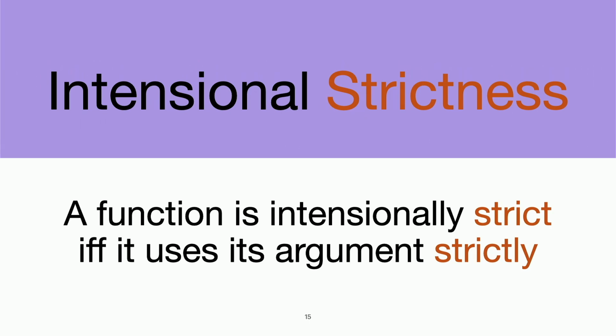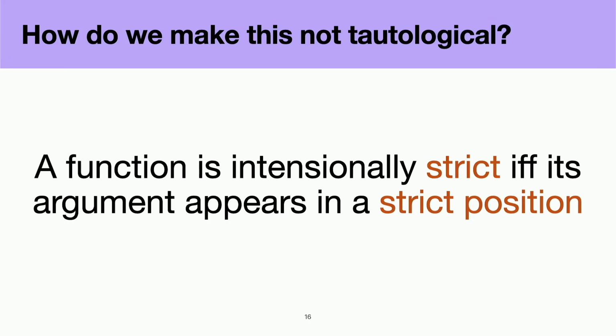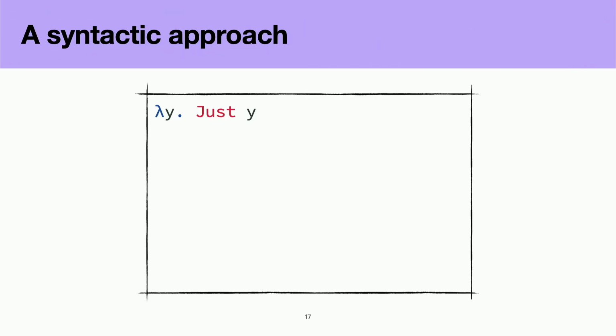This sounds a little bit tautological, so we can rephrase to say that a function is intentionally strict if and only if its argument appears in a strict position. And this language should clue you into the idea that this is a syntactic approach to thinking about strictness. In each case, we can inspect where a variable appears in the program, whether it's a strict or lazy position, to figure out how that variable is used.